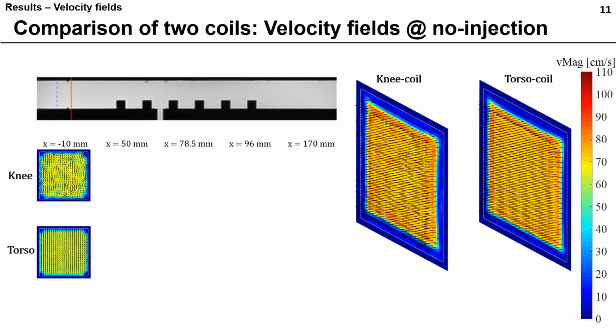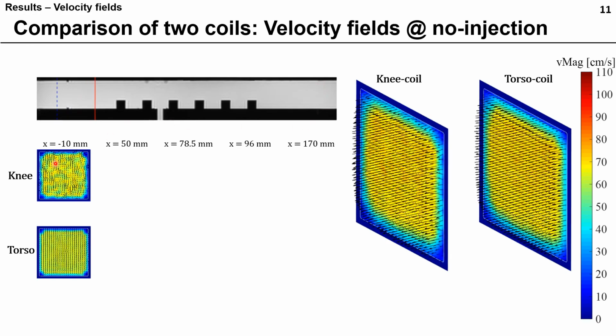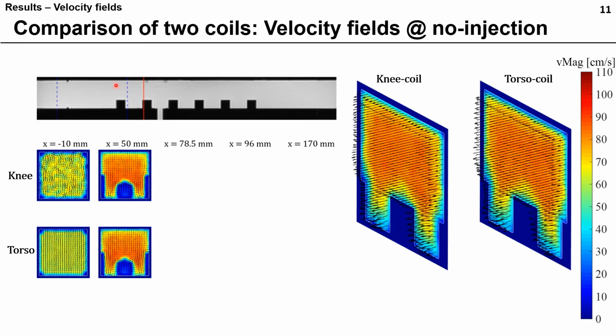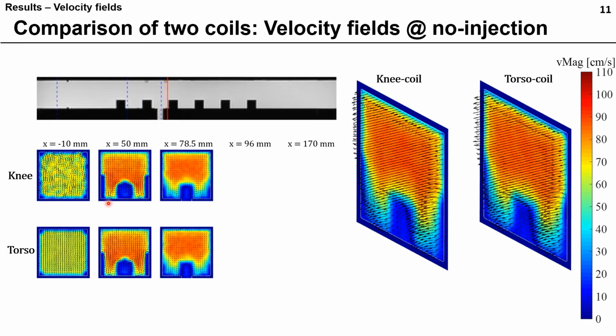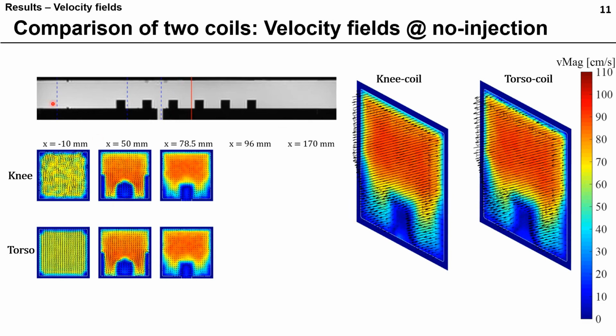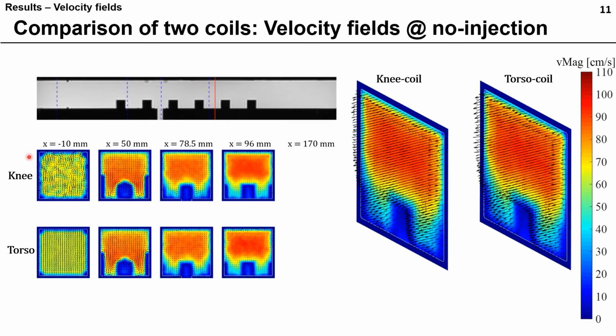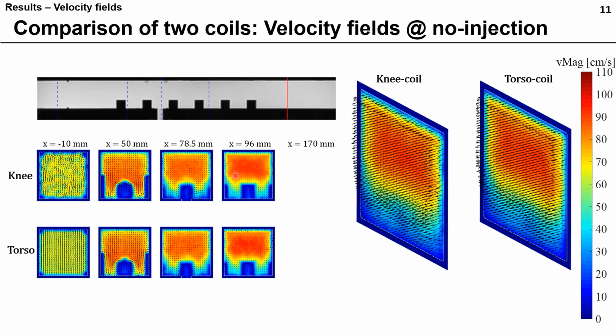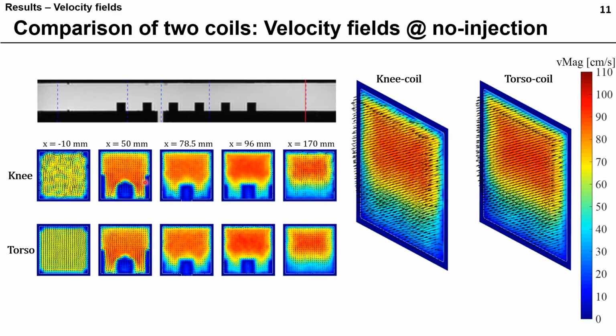And next is the velocity field. We compared the velocity vectors of these two coils along the mainstream-wise direction to see how this condition affects the velocity field. As a result, at the entrance of the FOV, the 8-channel coil shows high noise in the velocity vector compared to the 16-channel torso coil. But in the center of the FOV, the velocity fields are similar for both coils, and the 8-channel coil shows slightly better vectors, especially near the wall, compared to the 16-channel torso coil.